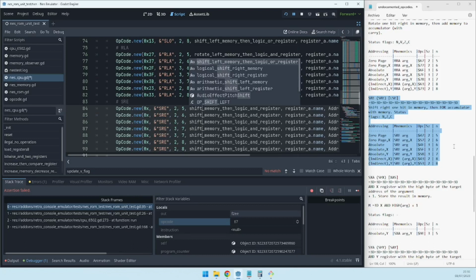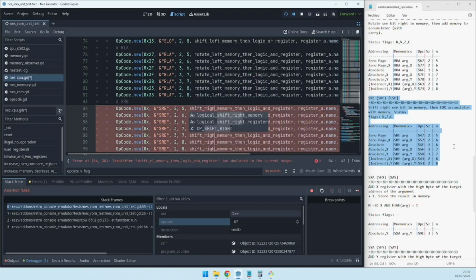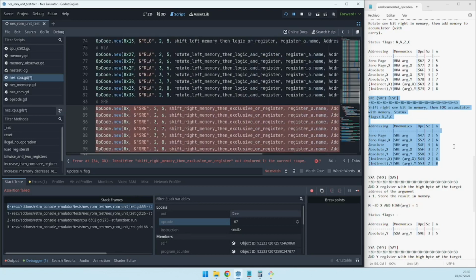Okay, so now this is shift right memory, then exclusive or register A and addressing mode. All good. Only the opcodes are missing.